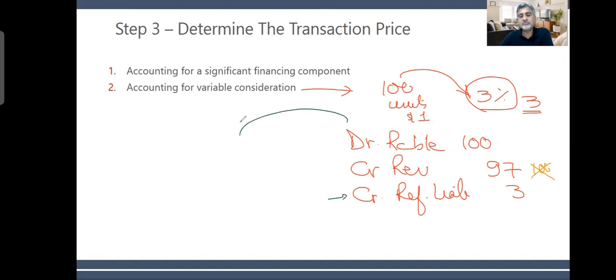And then after 7 days, which is the return period, because usually you give a return period, if the customer does not return the goods, let's suppose does not return.